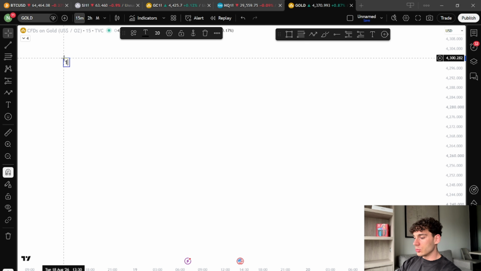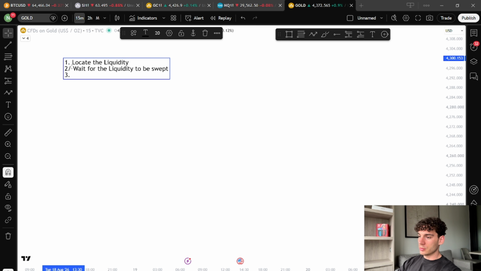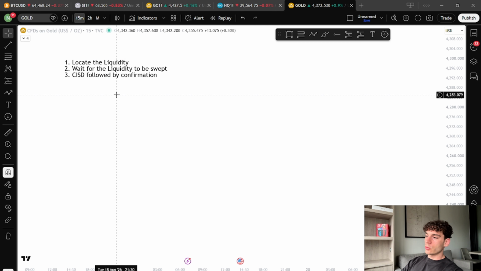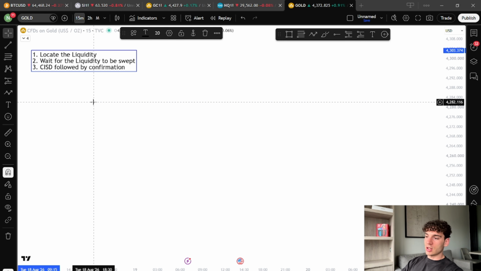The first step is going to be locate the liquidity. The second step is going to be wait for the liquidity to be swept. The third step is going to be change in state of delivery, followed by confirmation. So you can put this as a fourth step, confirmation, if you want, but for me it's the same step as change in state of delivery.